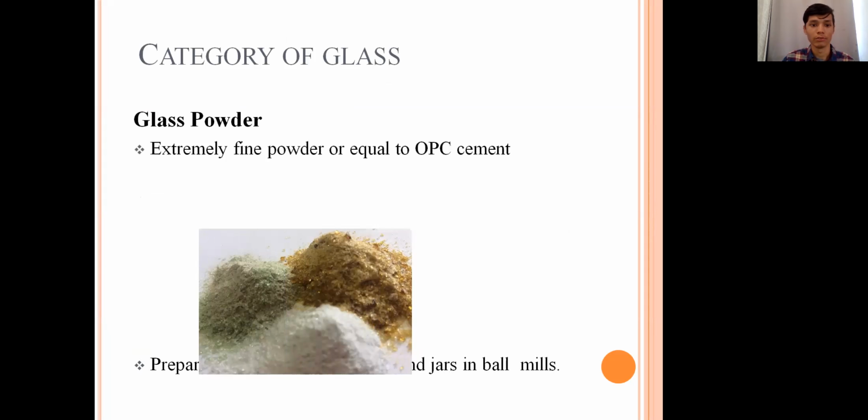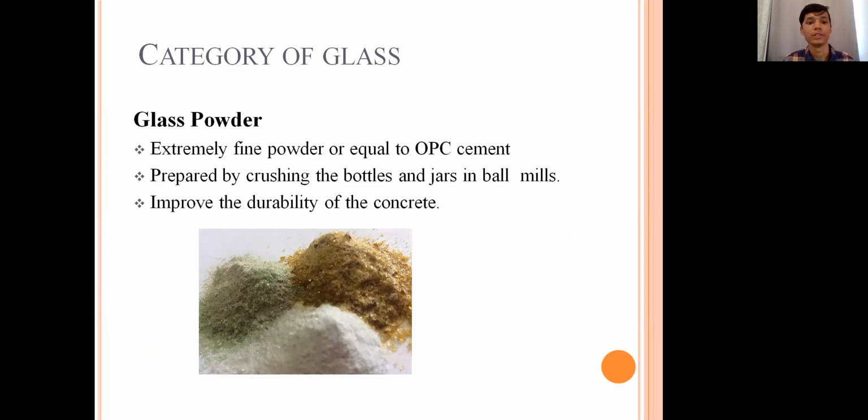These are the categories of glass. The first one is glass powder. These are extremely fine powders, which are smaller than or equal to ordinary Portland cement. It is prepared by crushing bottles and jars in ball mills. It also improves the durability of the concrete.